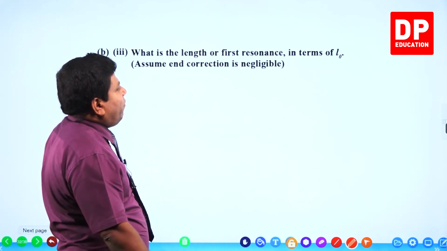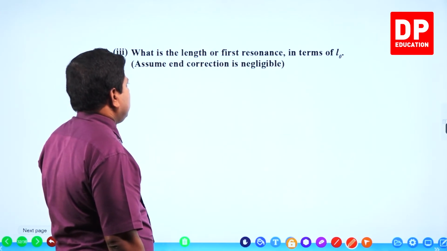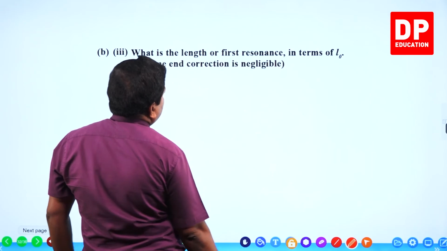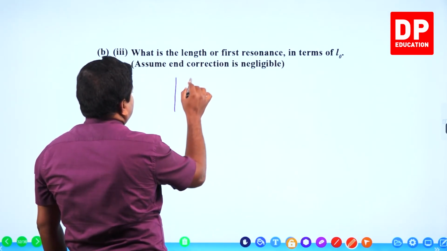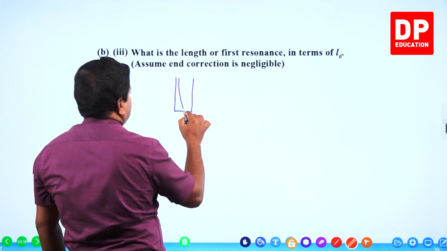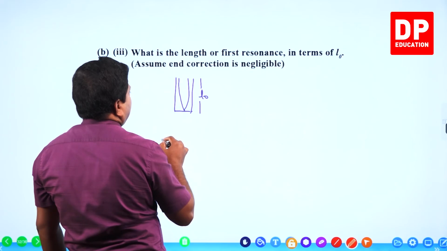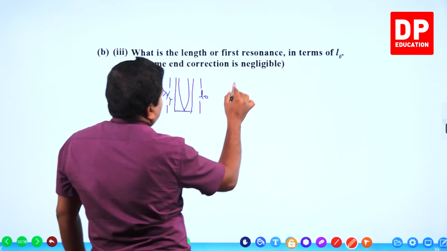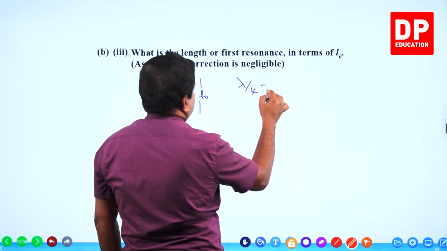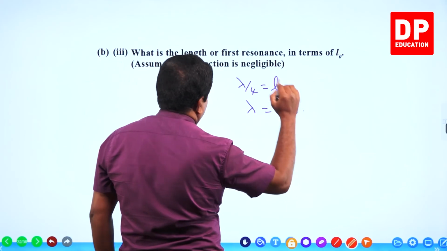What is the length of first resonance in terms of L note? What is the wavelength of first resonance? Okay. So, you are going to have it like this. This is L note. And this is what? Lambda by 4, isn't it? So, lambda by 4 is L note. Lambda is 4 L note.